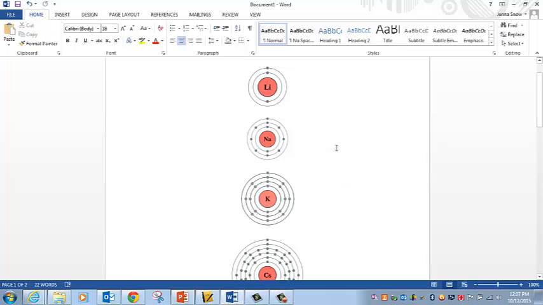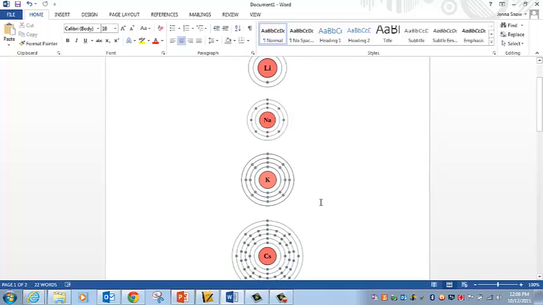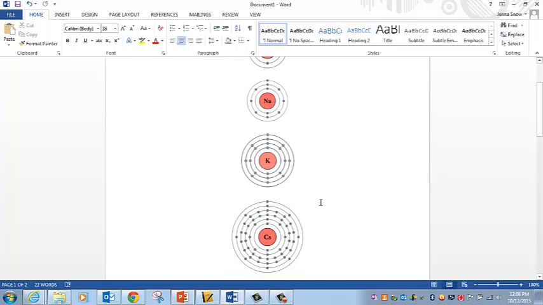The other thing I would like for you guys to notice is that each of these, if you look at the very last shell, so if you look at the second shell in lithium, the third shell in sodium, and the 4th shell in potassium, all of these have 1 valence electron. So they have 1 electron in their outermost energy level. That 1 electron makes them extremely unstable. So just how unstable are they? Let's take a look.